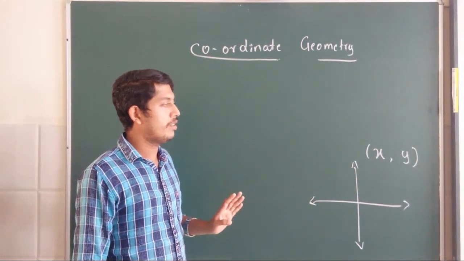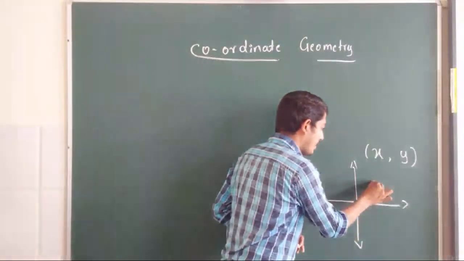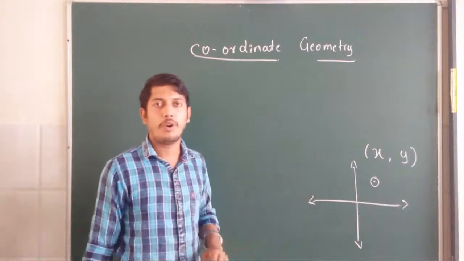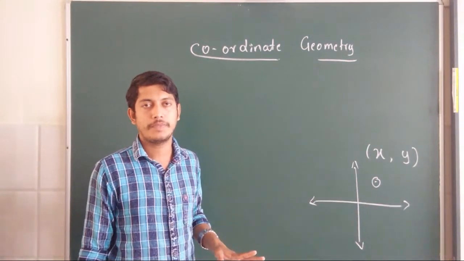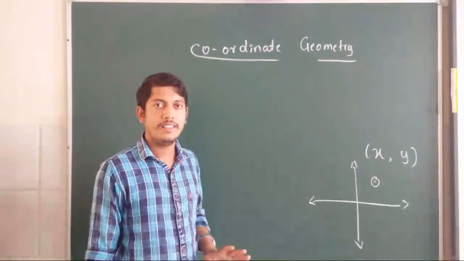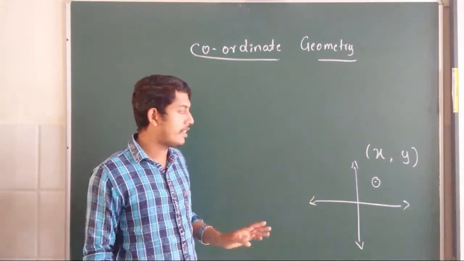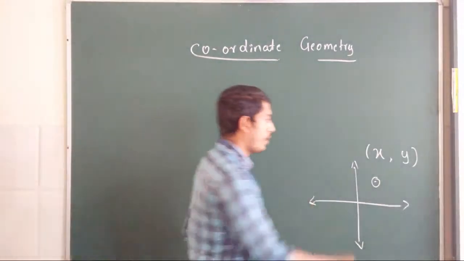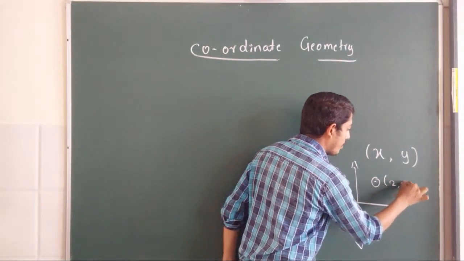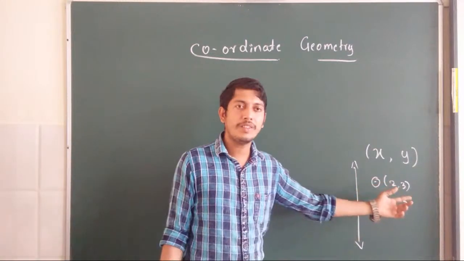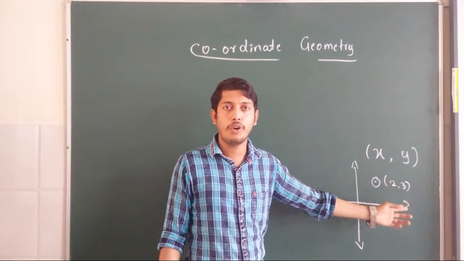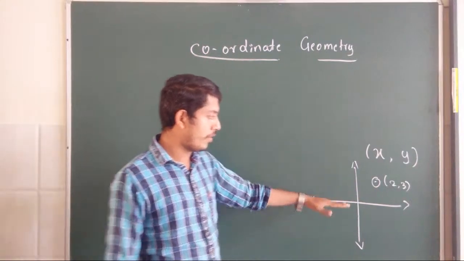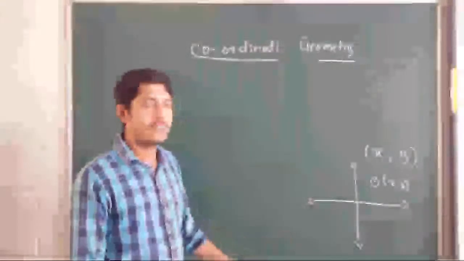Now, if a point is present on this plane, we represent that point with the help of coordinate points. The coordinates are values that give the position of the point on that plane. For example, if I consider 2, 3, that 2, 3 represents the position of that point on the coordinate plane. It consists of two values, and they are known as the axes.